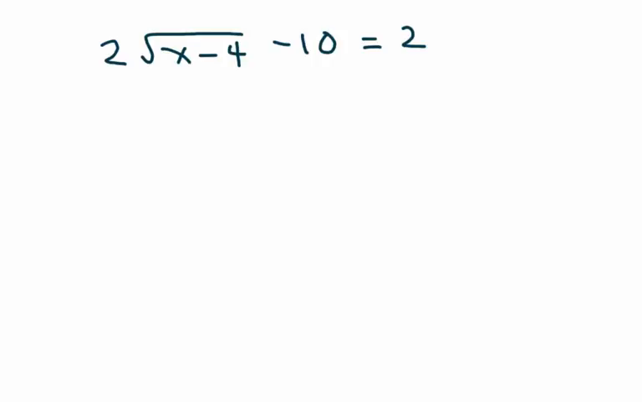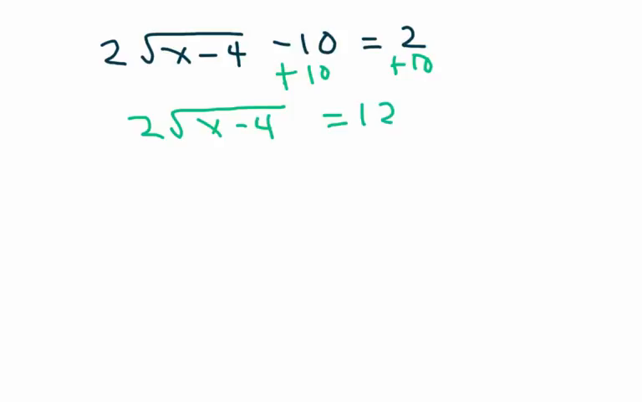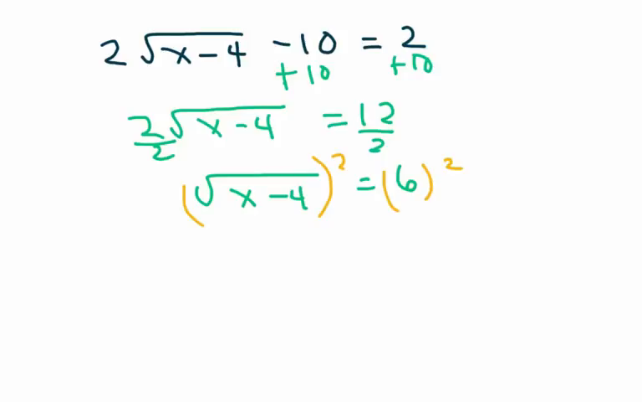First thing you do when you're solving any equation, we're going to do PEMDAS backwards. So the first thing we're going to do is add 10 to both sides. So you get 2 times the square root of x minus 4 equals 12. Then we're going to divide both sides by 2. So we get the square root of x minus 4 equals 6. Now we're going to square both sides to get rid of the square root. And we do that, we get x minus 4 equals 36. And then we add 4 to both sides, and you get x equals 32.